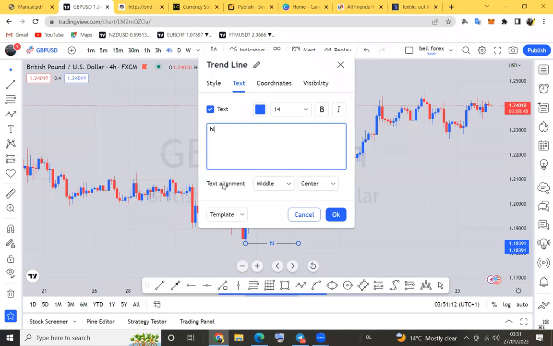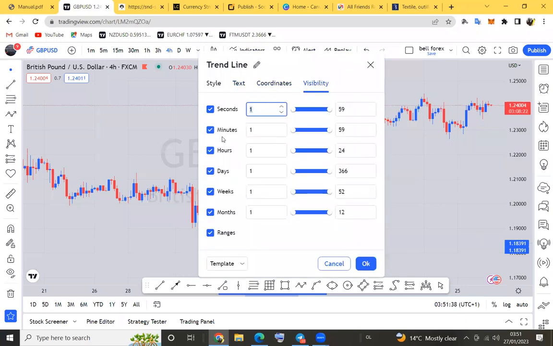Now, there is text alignment. Where do we want the text to align? In the middle, center, or what? You want it to align at the bottom, and at the corners you take left, so that somebody can easily read your work. When you have done this, for the visibility, make sure that it's visible on the second, minute, hourly, daily, weekly, monthly, and range.